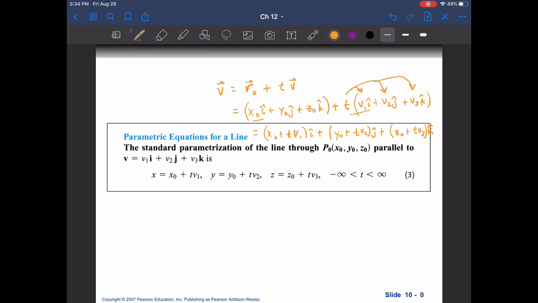That's what we have. So this is how our x is changing, this is how our y is changing, this is how our z is changing. So this is x, that's that right there. This is y, that's that right there. And then this is z, that's that right there, okay?